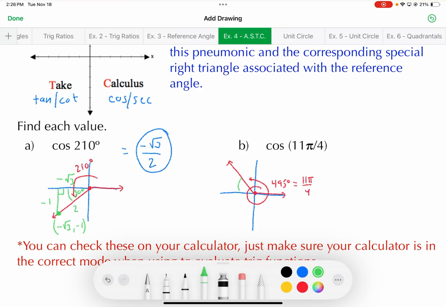Okay, and what's my reference angle here? 45 degrees. Okay, so the sides of that triangle are 1, 1, radical 2, but I'm going to assign a negative value to that. So the point that this angle is passing through is really negative 1, 1, right? Cosine off of that, x value over r value. Should I leave it like that? Of course not. You're going to rationalize. It's going to give you negative radical 2 over 2.